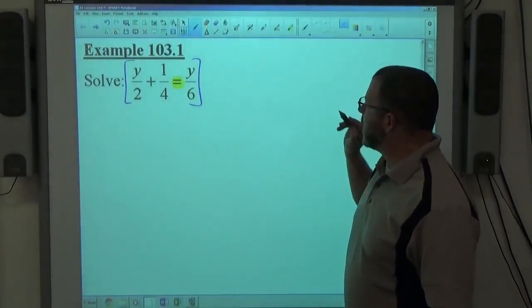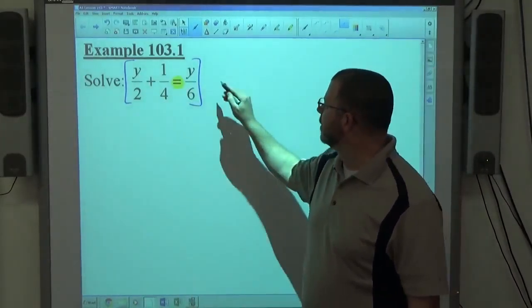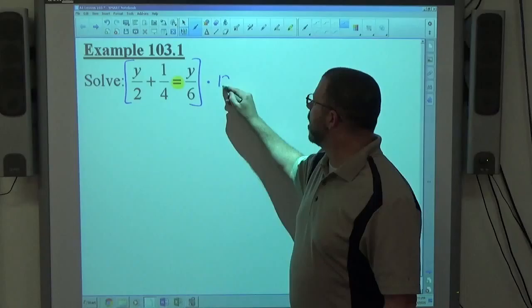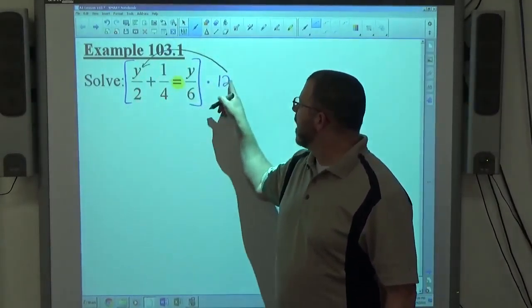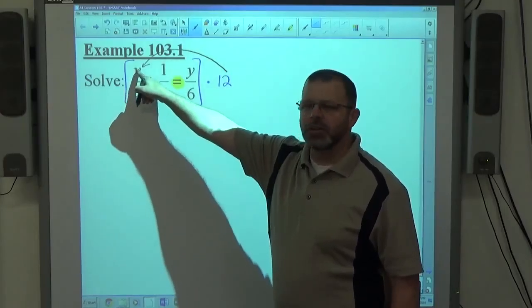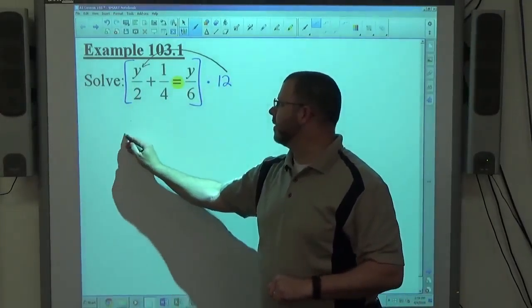In this case, the least common denominator is 12. 2, 4, and 6 all divide evenly into 12. So if I multiply by 12, and the multiplication goes like this, I multiply this times this, I divide, multiply the result times the top. 12 divided by 2 is 6, times y is 6y.